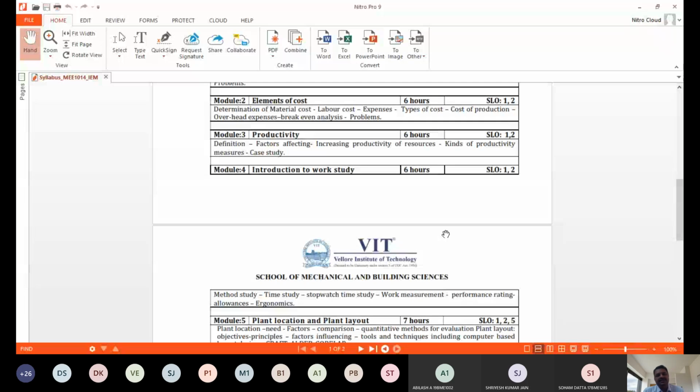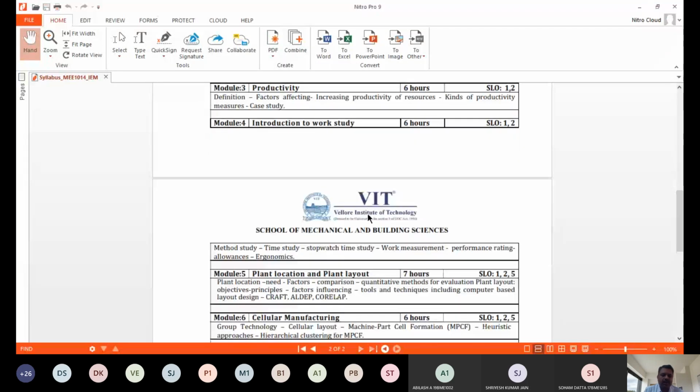So that we will learn in the third module. To increase the productivity, we should know how much time it will take to do a product. Let us take an assembly operation.